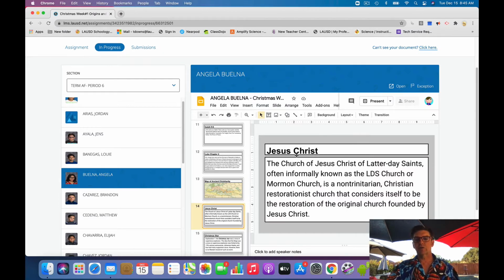Jesus, notice Christ. Now this is the Church of Jesus Christ of Latter-day Saints. That's an individual religion that is considered a Christian religion. They do have different beliefs than like a Catholic or a Reformed, but they are known that. So this is the LDS Church or Mormon Church, non-Trinitarian. We're not going to get that deep into that yet. Christian Restorationist Church that considers itself to be the restoration of the original church founded by Jesus Christ. Interesting.